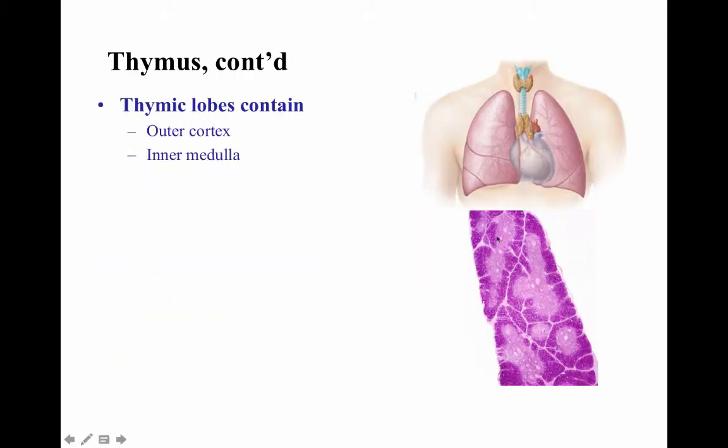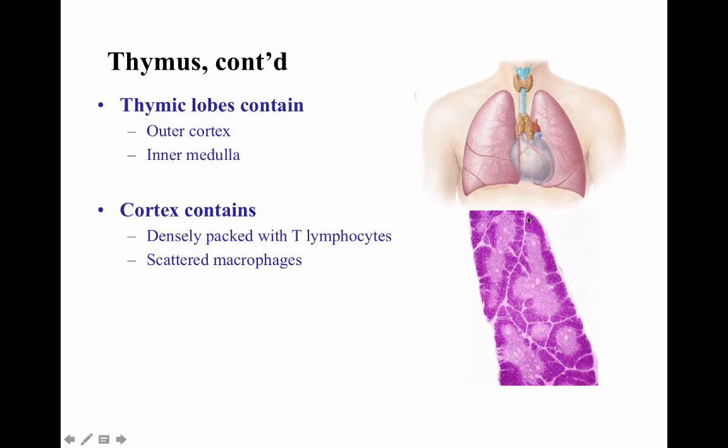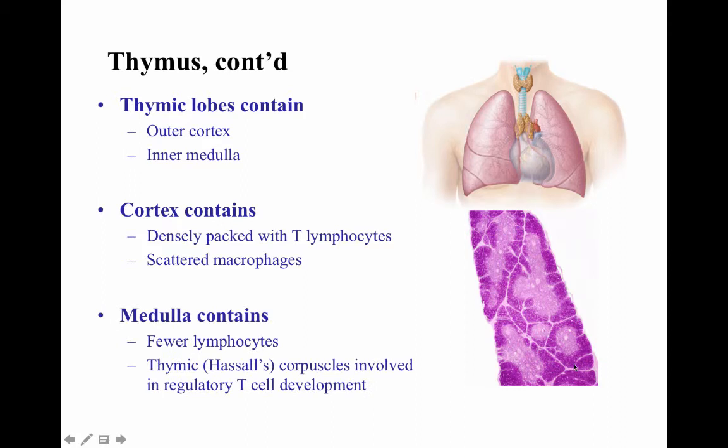The thymus, when we take a look at it, covers the heart and has a couple of lobes that have an outer cortex, this darker purple area, and an inner medulla, the lighter area. The cortex is densely packed with T lymphocytes and scattered macrophages, and the medulla contains fewer lymphocytes and thymic or Hassall's corpuscles that are involved in regulatory T cell development. So these T cells that are created here within the thymus are important lymphocytes that we'll be taking a look at in our immune system discussion.